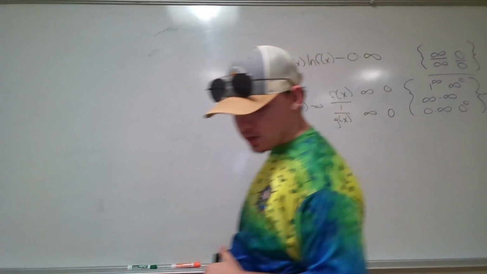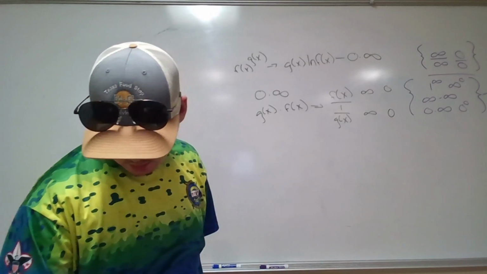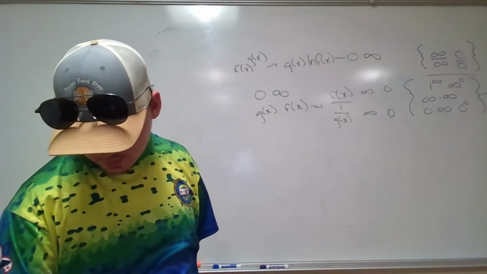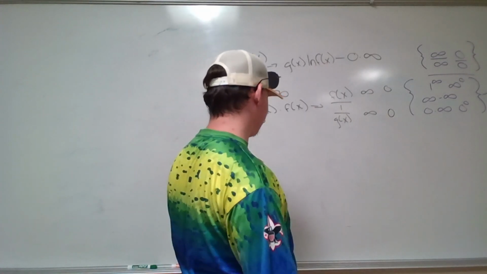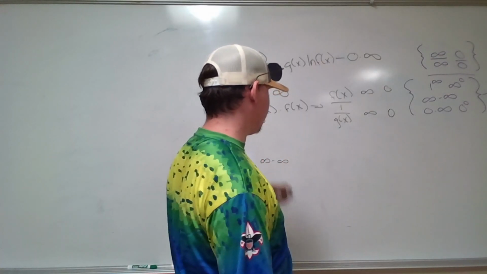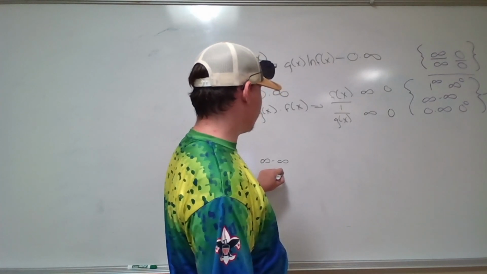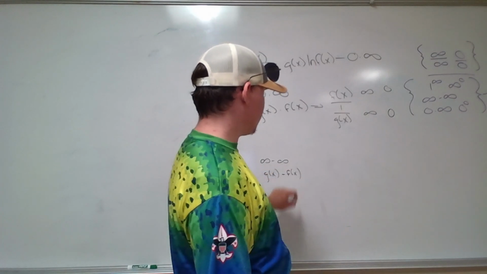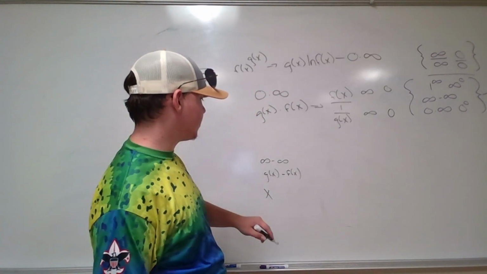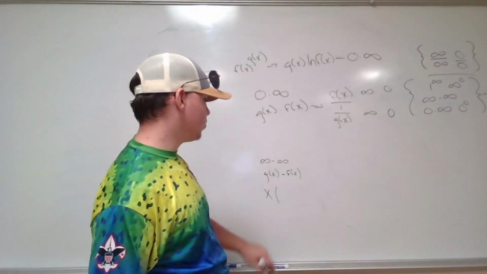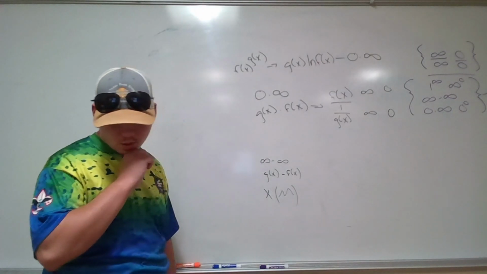There was one other instance, I believe. Infinity minus infinity, I don't know what to do with that. Oh yeah, so you have infinity minus infinity, what you do is you're going to have g of x minus f of x or something. What you're going to do is factor out x in whatever way you can. And then you're going to end up with something on the inside that you can mess with, because x is no longer a part of it in a sense.